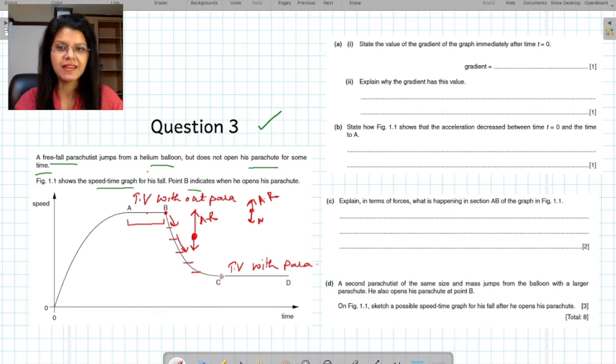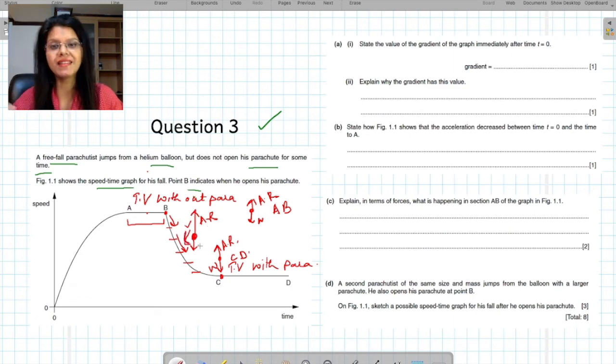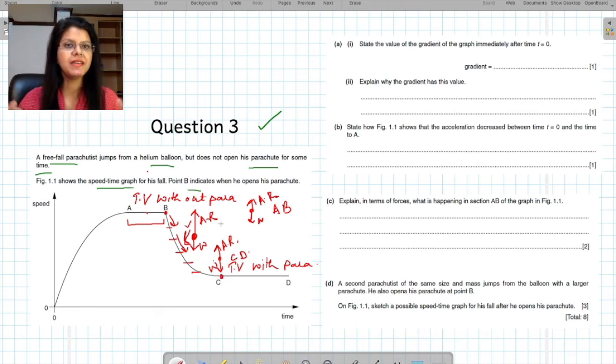Ultimately, at point C again, the air resistance decreases and becomes equal to the weight, right? This is your scenario at AB. This is your scenario at CD. And this here is the scenario which is happening here. Air resistance has become more than the weight, which has to go down when the speed goes down. So CD onwards, the weight and air resistance become equal again. So let us attempt the questions now.